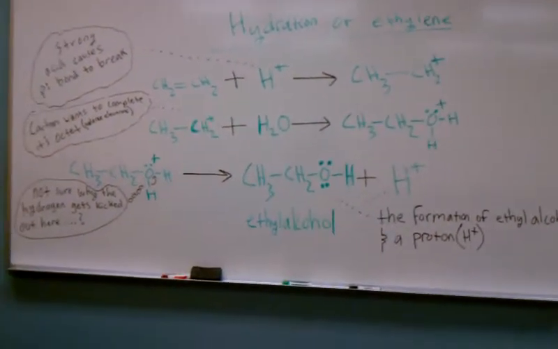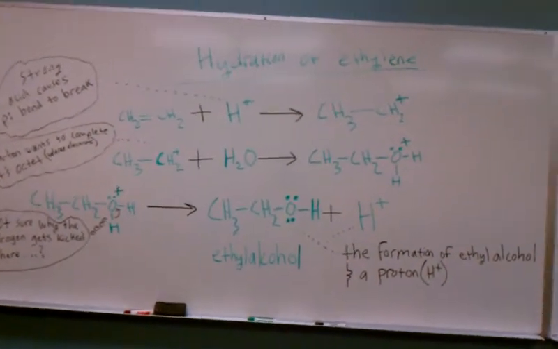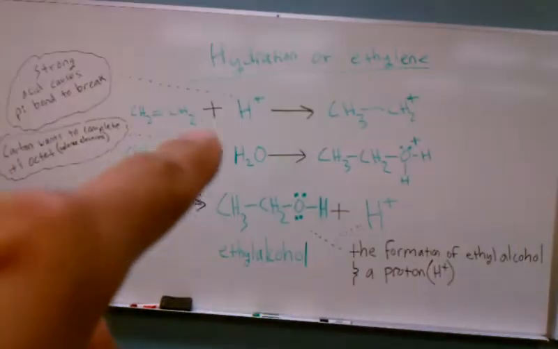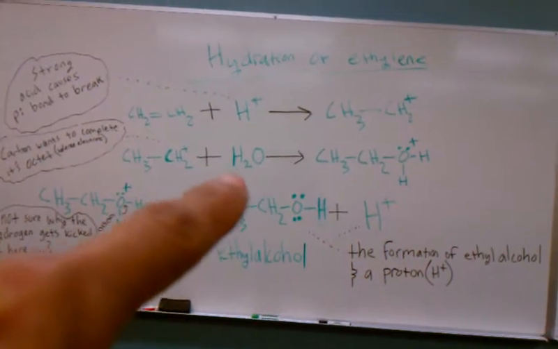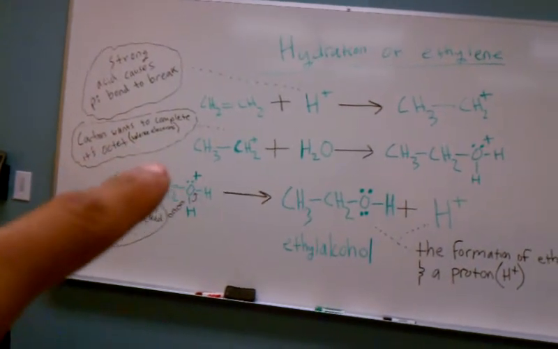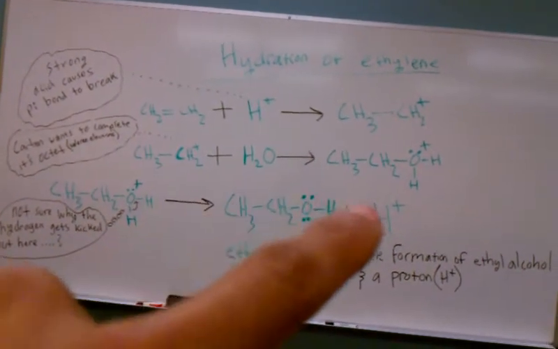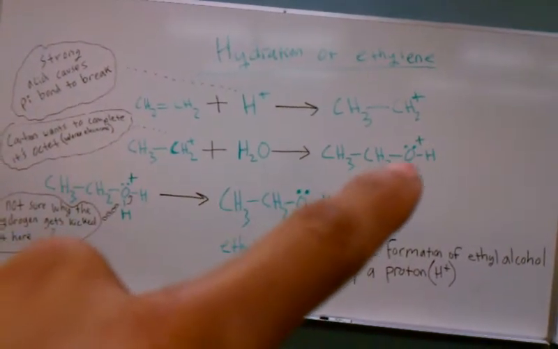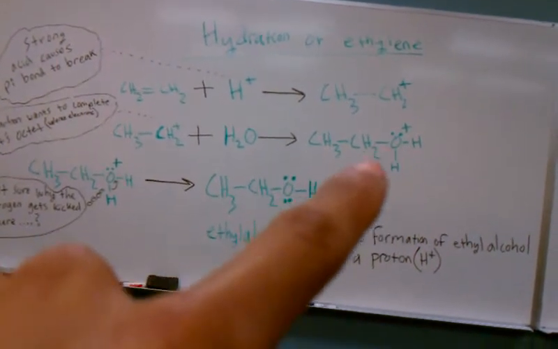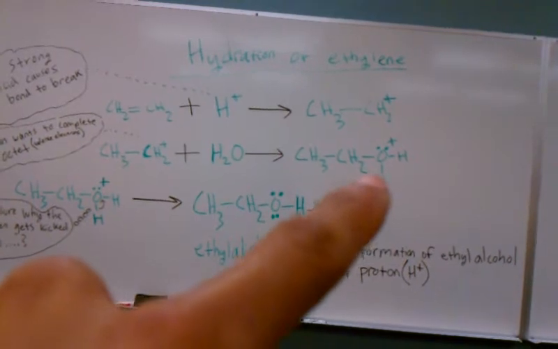Now, the next step. This is where the actual hydration comes into play. So now we didn't even touch water. That hydrogen that occurred in the previous step, that H plus there, that was from a strong acid. Now, this is where water comes in. See, the carbon wants to complete its octet, this carbon here. So it binds to the oxygen atom of the water molecule. But now the water molecule is deficient. It wants to complete its octet. See, it's got a little plus there.